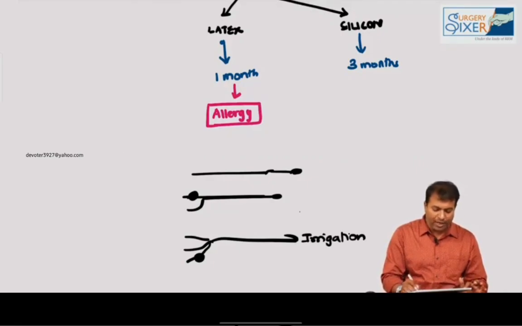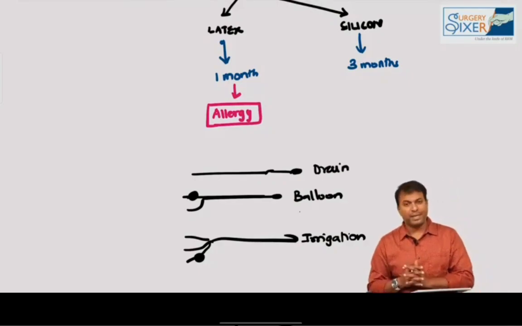For irrigation purposes, we use a 3 lumen catheter. The 2 lumen catheter has a Foley's balloon for retention. The single lumen catheter is only to drain the urine. So these are the 3 types of Foley's catheter: single lumen, 2 lumen, and 3 lumen catheters.